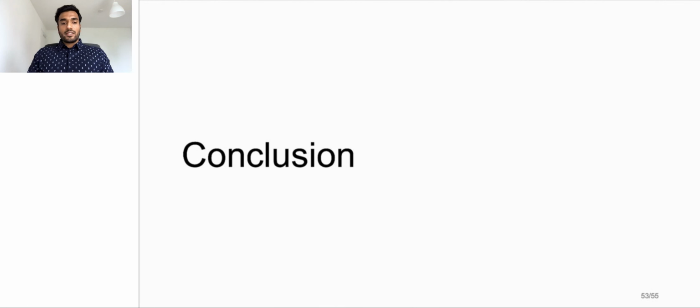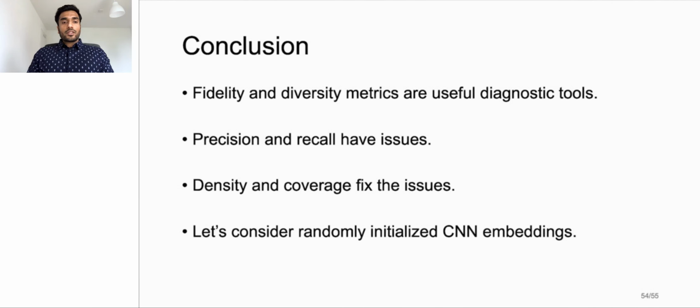To conclude our presentation, we show that fidelity and diversity metrics are a useful diagnostic tool for the performance of a generative model. Towards this, the metrics precision and recall have some fundamental issues. To address these issues, we propose density and coverage, which have nice analytical properties. And we raise the community's attention to another component of the pipeline, which is the embedding space. We propose to use a randomly initialized CNN as we move away from natural images.